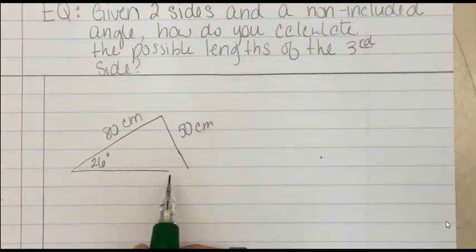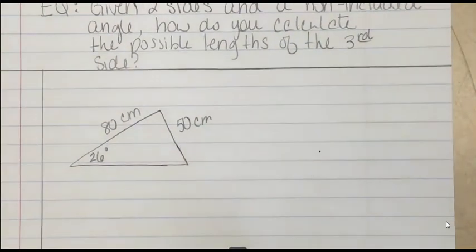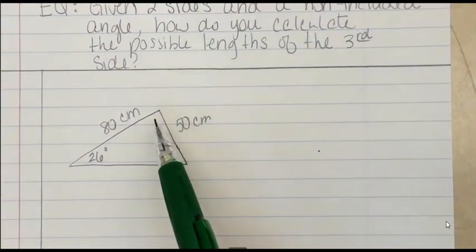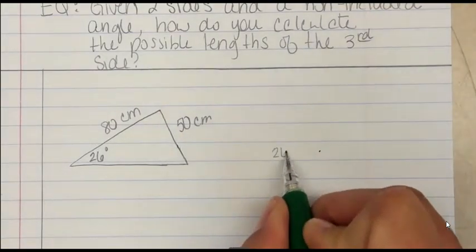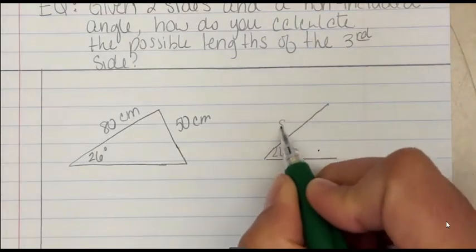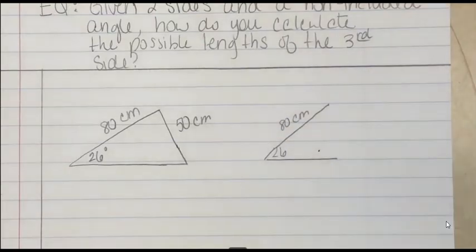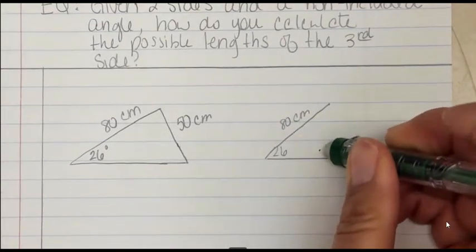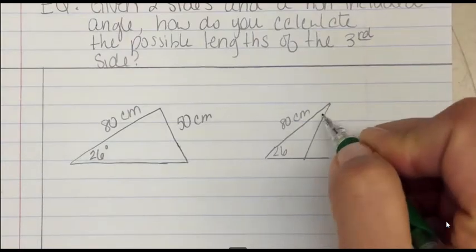And one of them is going to be where this angle here is obtuse. And the other one is going to be where this angle here is acute.